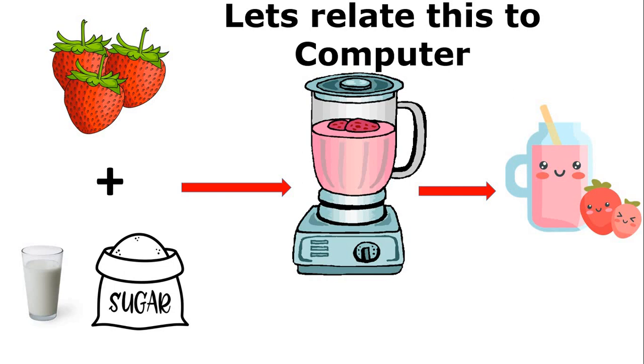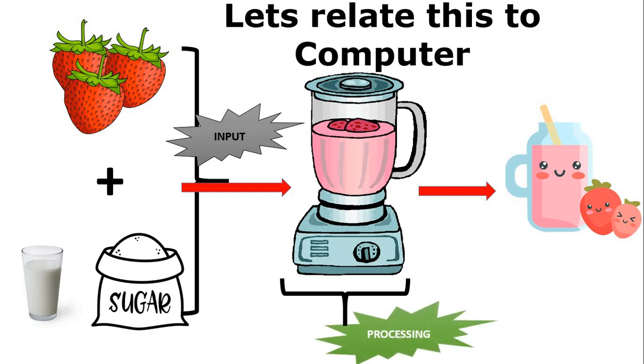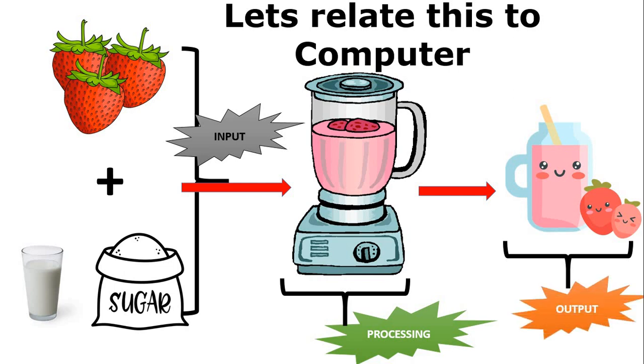Let's relate this to computer. The ingredients that we took can be said as input in terms of the computer. That is, for the computer, we can give some data or instructions or signals as an input. The task done by the blender or juicer can be called as processing. Once the input is given, the computer will process the data. The yummy strawberry milkshake can be called as output. Once the processing is done, the computer will give some output to the user.